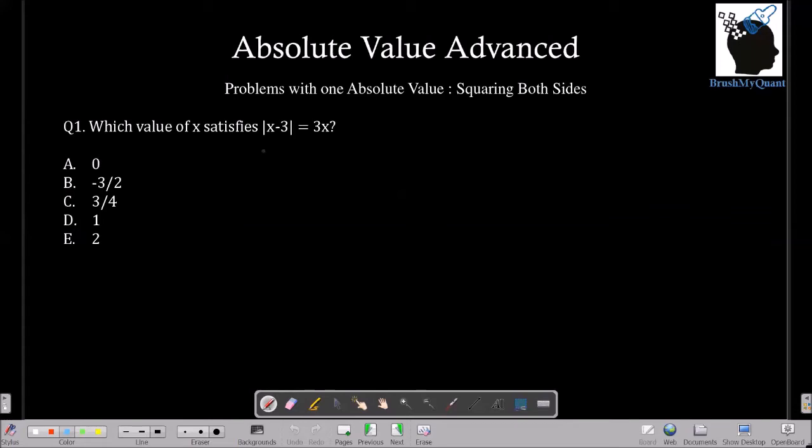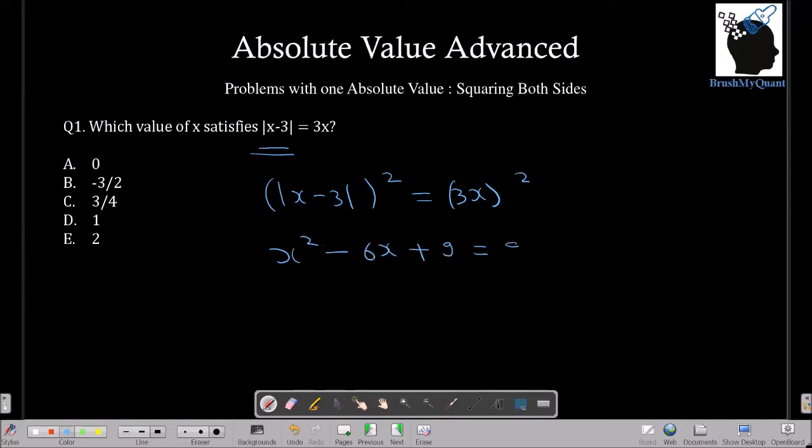In this case, that is already done for us. We have absolute value term, which is mod of x minus 3 on one side, and everything else, which is only 3x in this case, on the other side. Now we are going to square both the sides. And once you square both the sides, your absolute value sign will go off. And you'll be left with, using the normal a minus b whole square formula, a square minus 2ab plus b square. And on the right hand side, we'll have 9x square. We'll simplify this further to have 8x square plus 6x minus 9 is equal to 0.